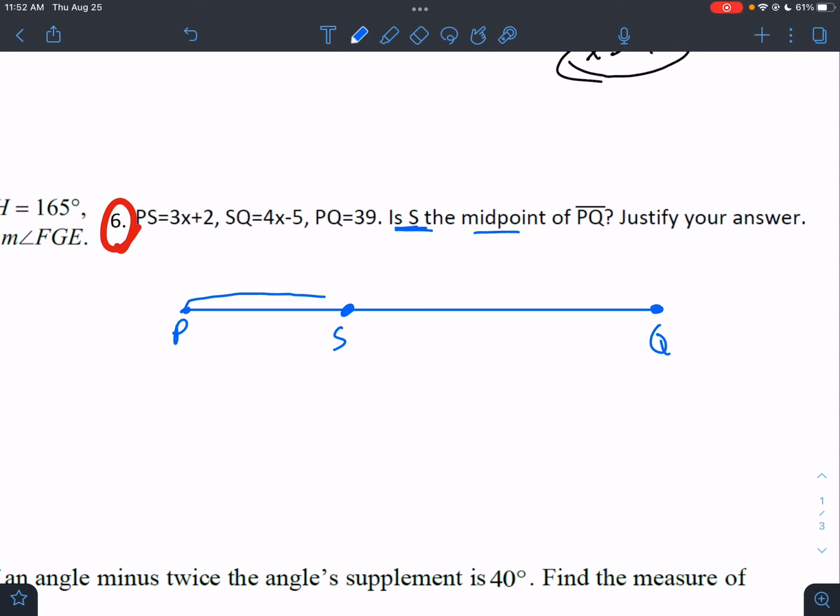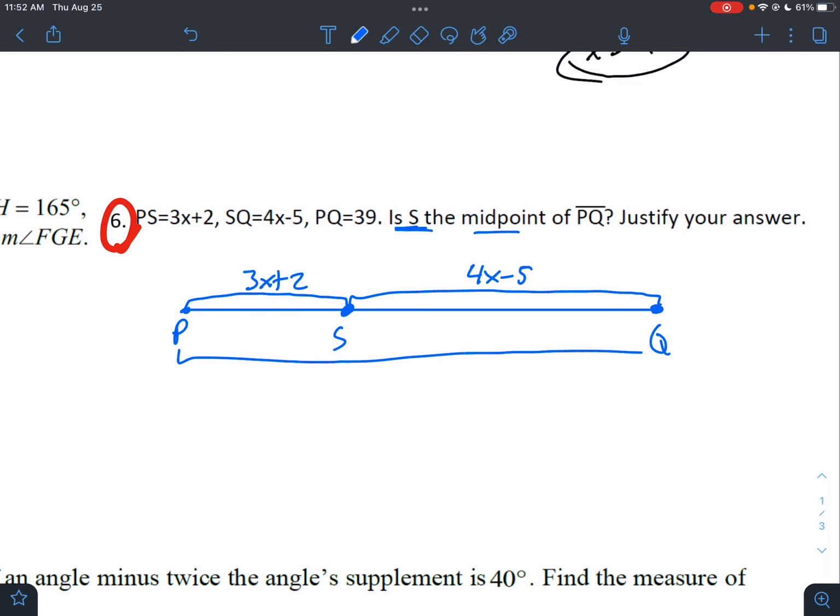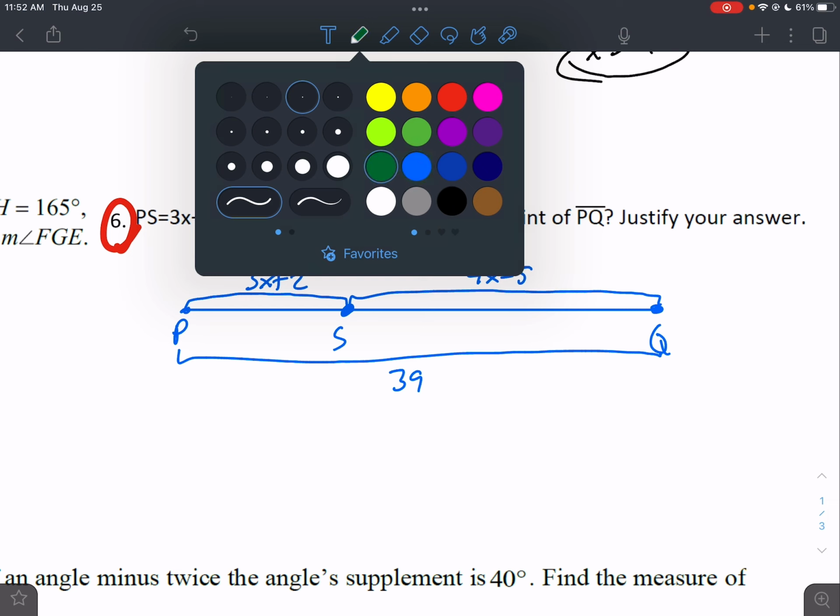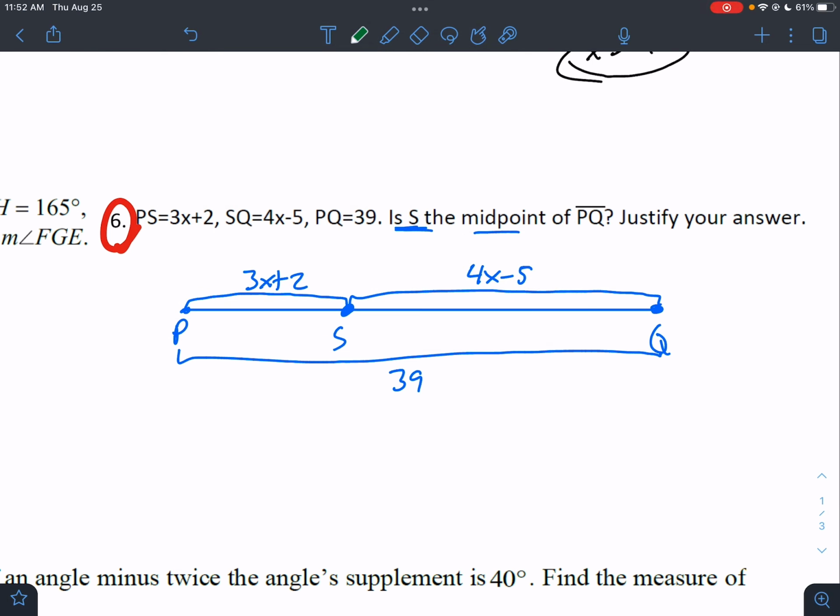I know PS is 3x plus 2. I know SQ is 4x minus 5. And I know that PQ is 39. So I don't know if S is the midpoint. I'm not going to pretend that it is. If you pretend that it is, you're going to mess yourself up pretty bad. I don't want you to get messed up. But what are the things we do know?